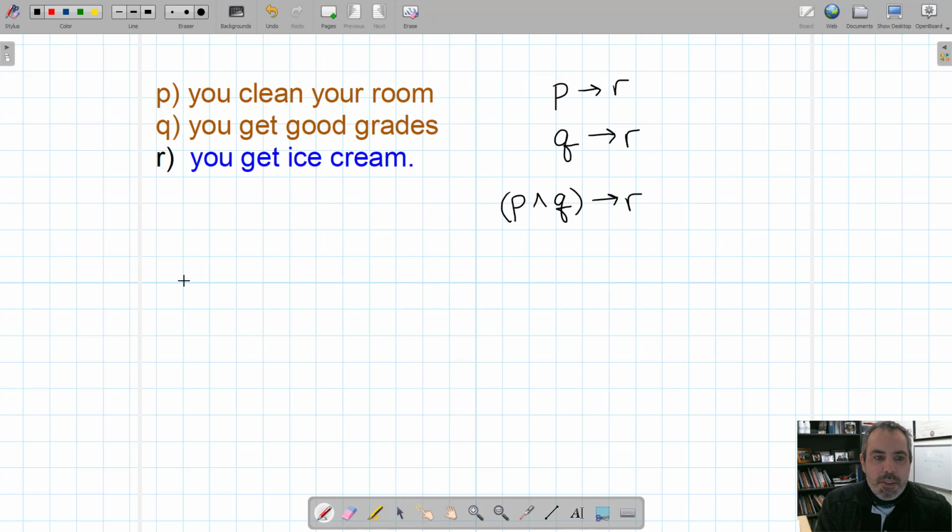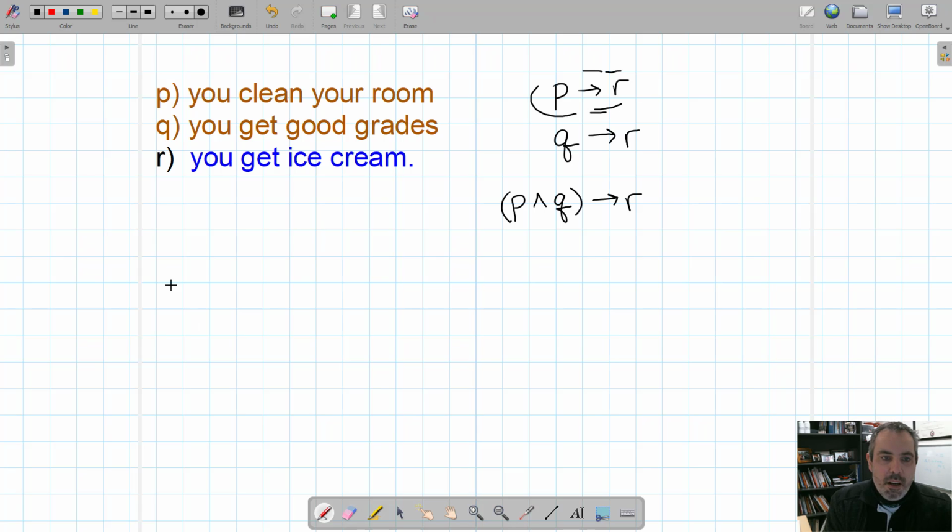Each of these statements, so P by itself, you clean your room, P can either be true or false. Q can either be true or false. R can either be true or false. So when I start putting these together in a truth table, I'm trying to look for all of the combinations of true and false for this. And I'll erase this because I kind of got ahead of myself there. Here's what a truth table, and I am only going to do a truth table in this sense for this one right here.